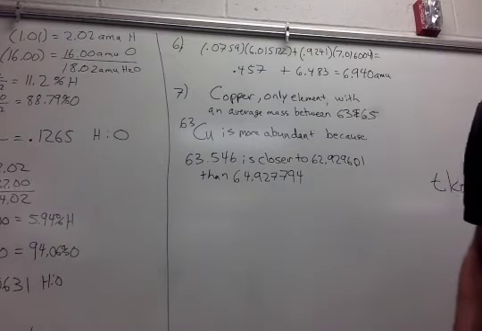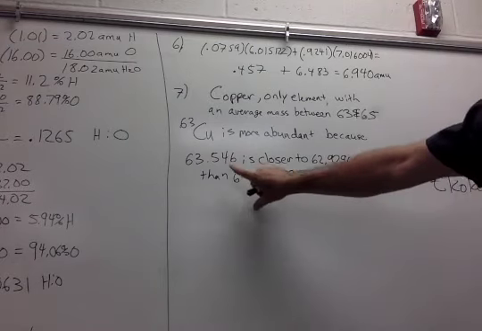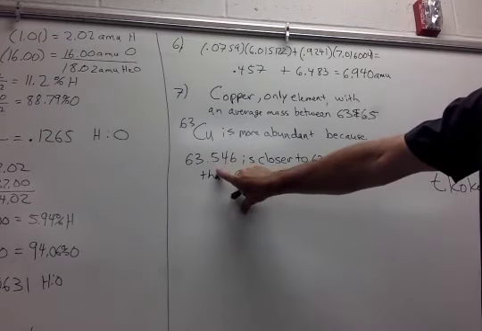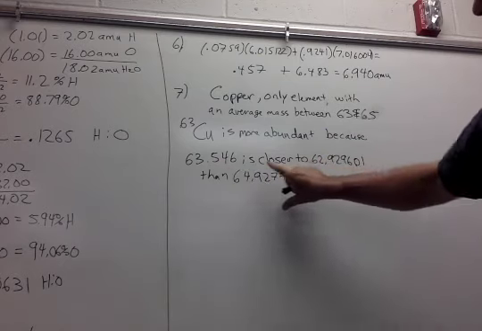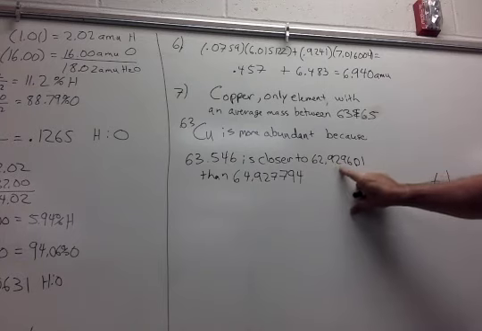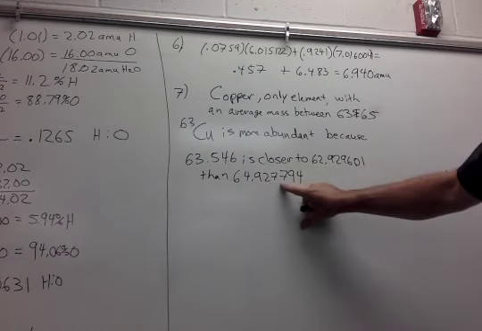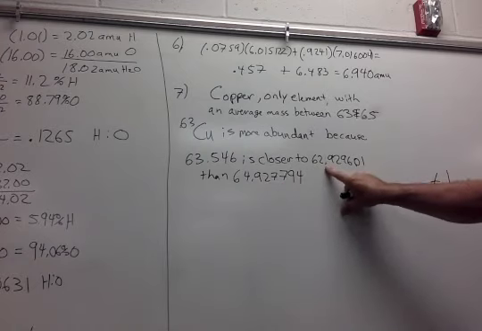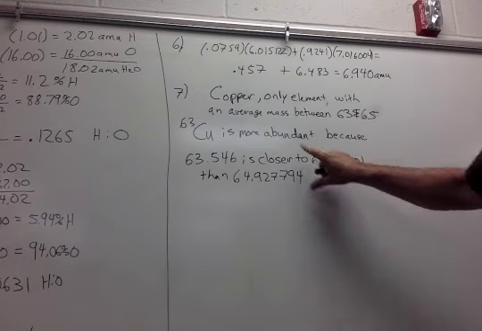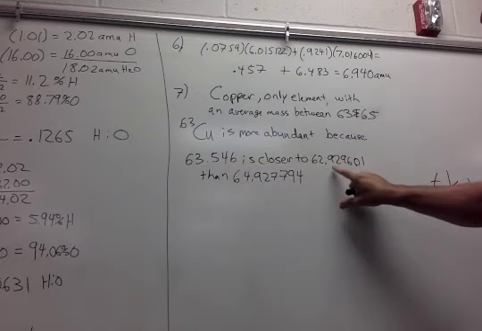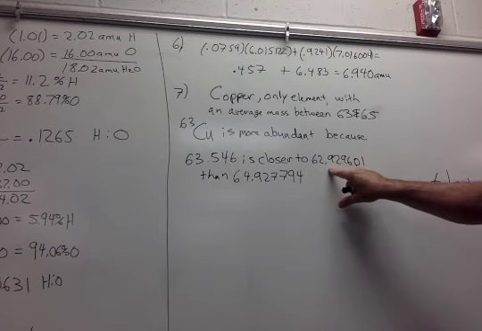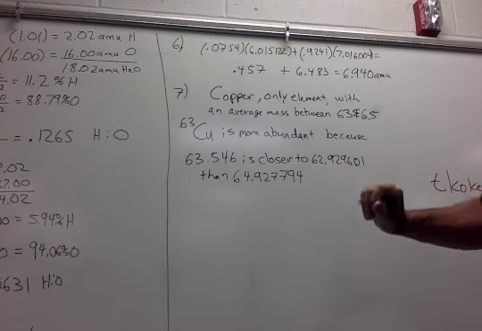Now, the average atomic mass on the periodic table for copper is 63.546. And 63.546 is closer to 62.929601 than it is to 64.927794. So that means the lower mass isotope contributes more to the average. So this must be the more abundant isotope. Copper 63 must be the most abundant isotope. Okay.